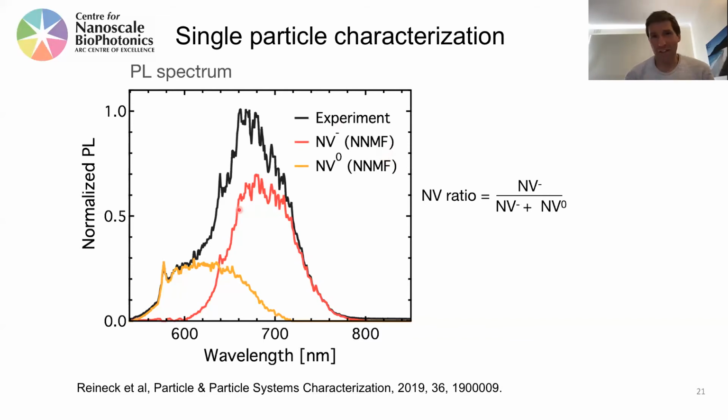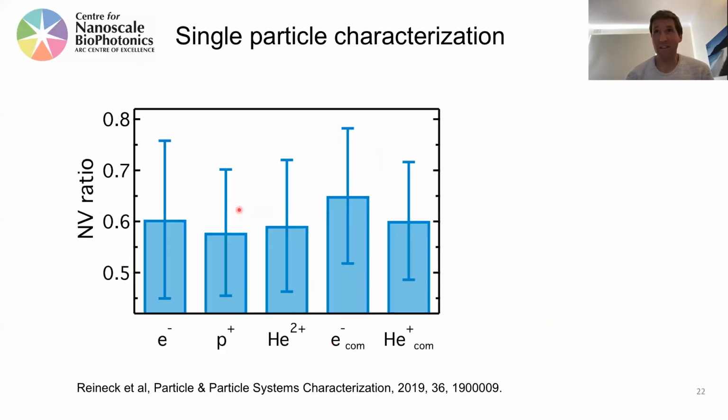And the interesting thing here is actually not what the average value is, but the spread between individual particles. So here is just this NV ratio. Basically, the higher the number, the more NV- you have, and the lower the number, the more NV0. And these are the different sample types that we looked at.